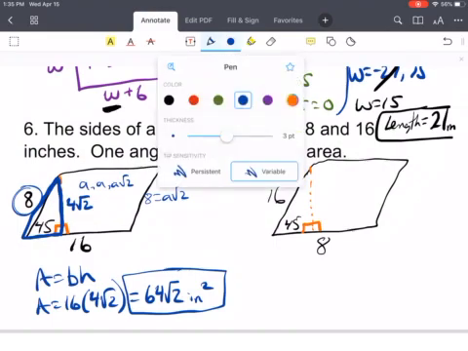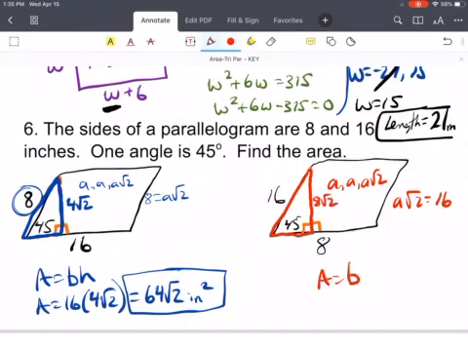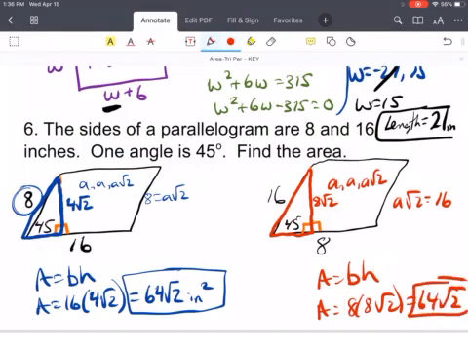If you decided to draw it the other way, you only have to do it one of these ways, but if this is the way you saw it, then in this case it would still be a root 2, but this time the a root 2 is equal to 16, which means my a value is going to be 8 root 2. And so your area would be 8 times 8 root 2, which is still 64 root 2. So it does not matter which way you draw the diagram.